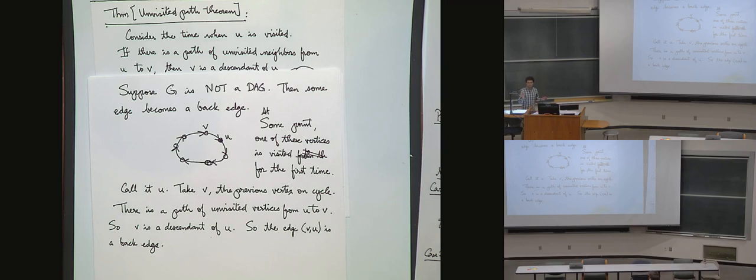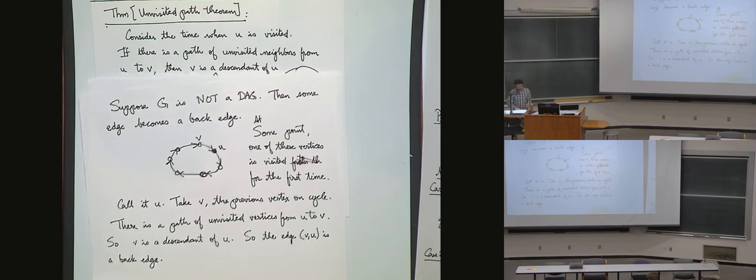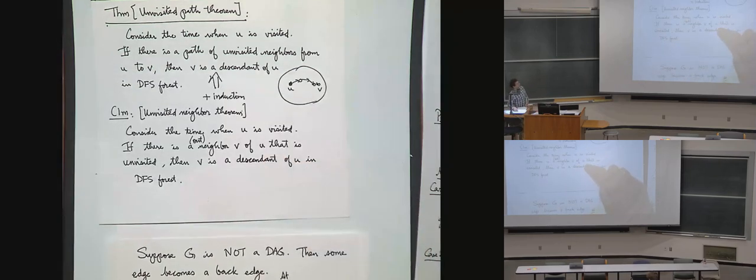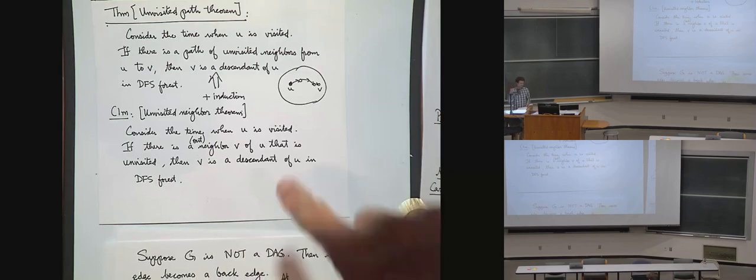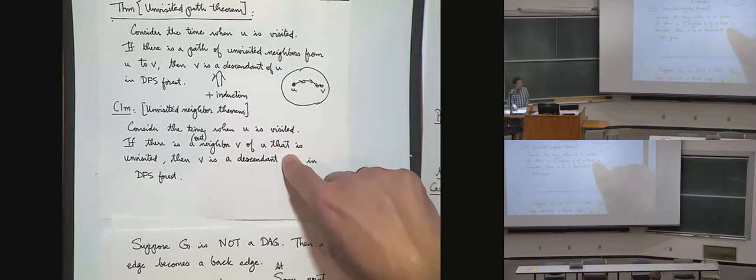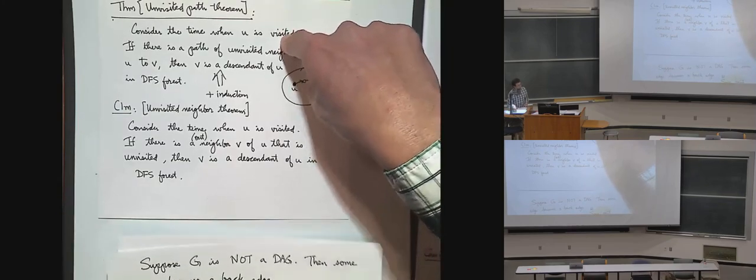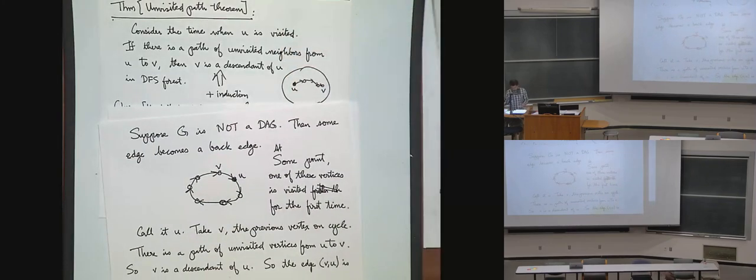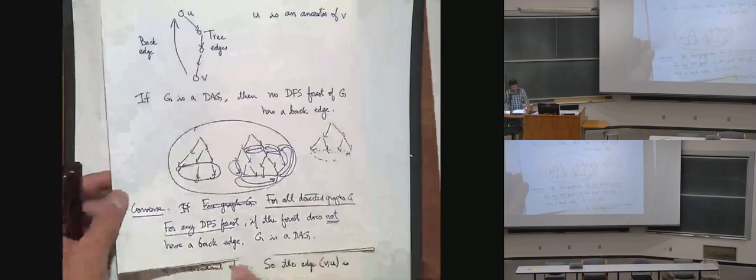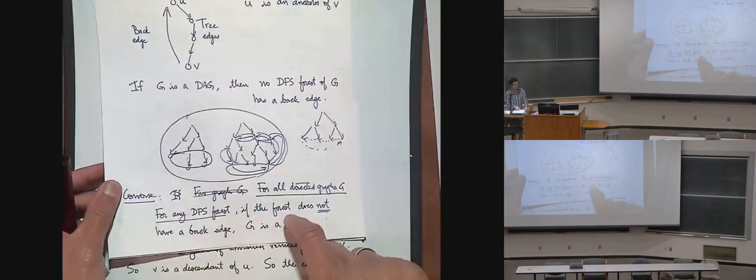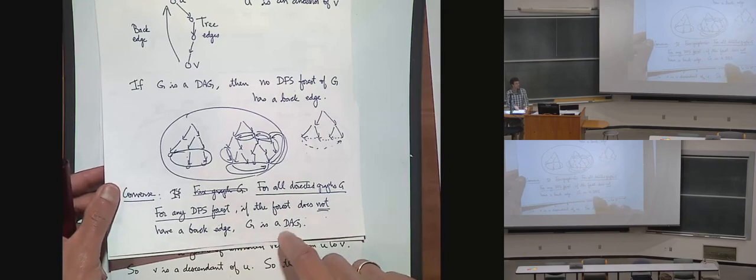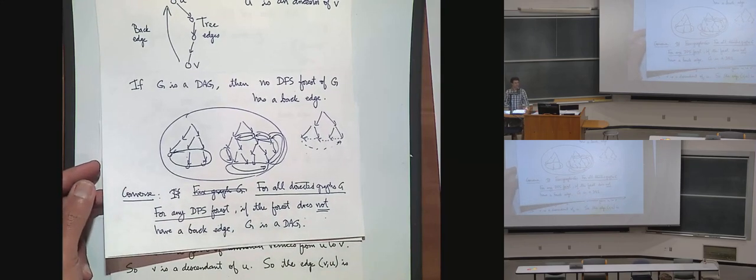Does that make sense? So you start with the parentheses theorem, which you show. Then you have the unvisited neighbor theorem. From there, you get the unvisited path theorem. And then from there, you prove the converse statement: for any DFS forest, if it does not have a back edge, it's a DAG. Because if it's not a DAG, there will be a back edge.